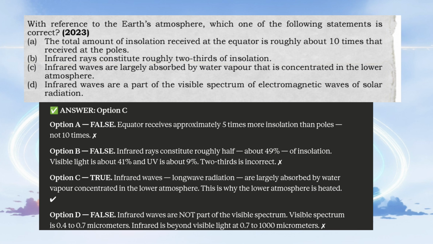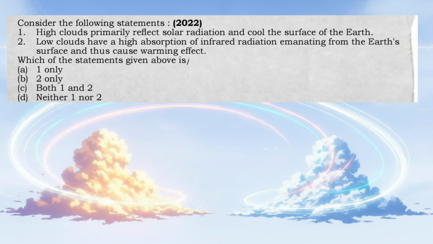Option C, true. Infrared waves, long-wave radiation, are largely absorbed by water vapor concentrated in the lower atmosphere. This is why the lower atmosphere is heated. Option D, false. Infrared waves are not part of the visible spectrum. Visible spectrum is 0.4 to 0.7 micrometers. Infrared is beyond visible light at 0.7 to 1000 micrometers. Answer C.